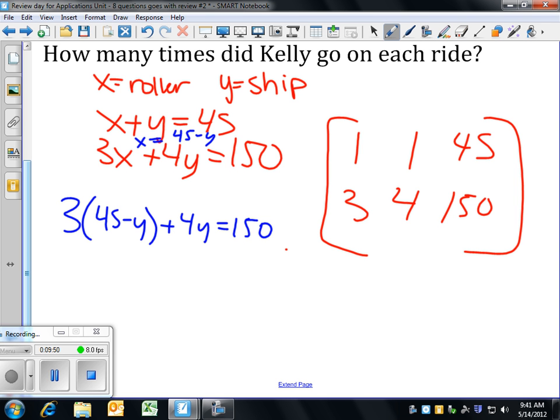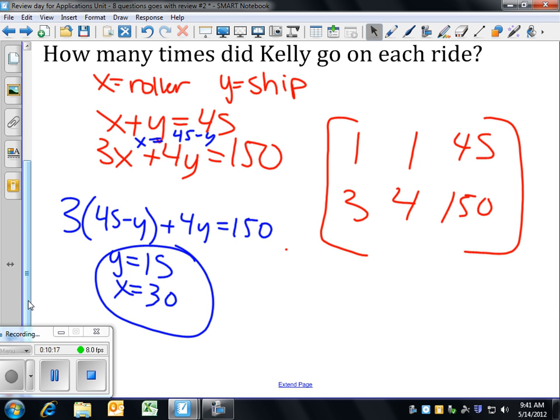I think it's 60. Yep, I got y to equal 15 and x to equal 30, was it, Maddie? So one of two ways. If you like doing it the matrix way, you can do that. Or if you like to substitute or elimination, that's fine too. Okay, questions?